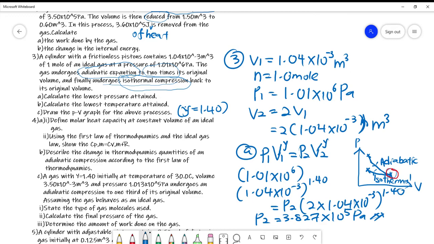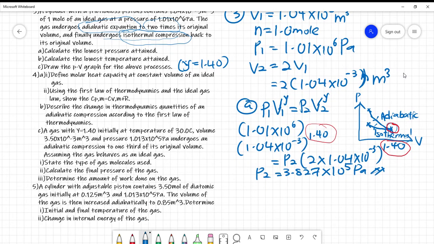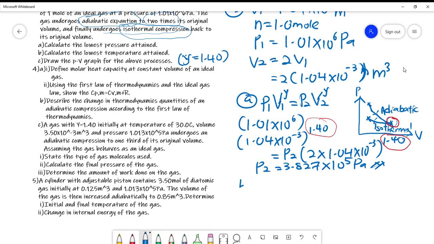So there's something to be noted, which is this one. Let me use another color. This is the utmost important thing that we need to remember, which is the adiabatic process. The equation for the adiabatic process is quite different from our normal gas law equation. So we need to be careful in case we have done it wrong. So this will be question A, and let's just move on to question B.